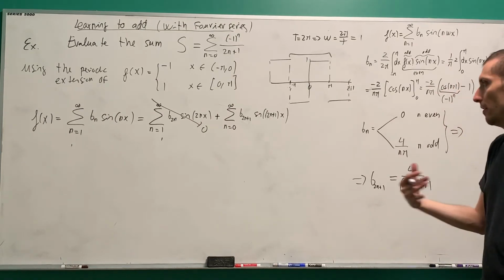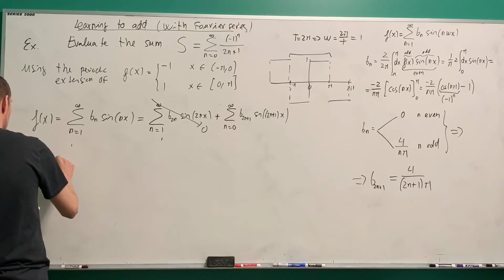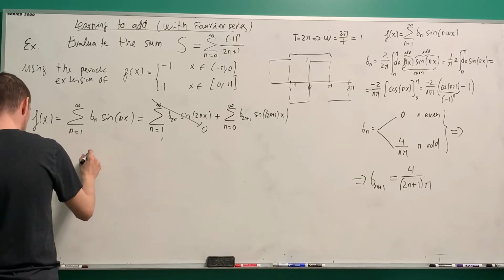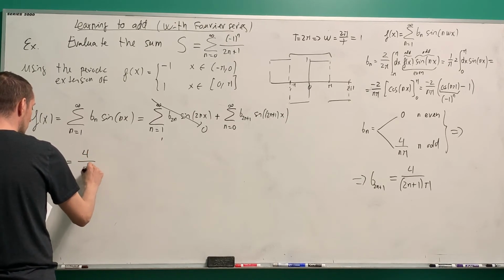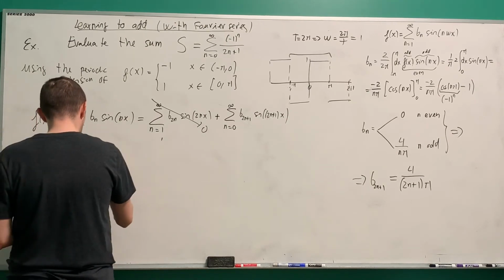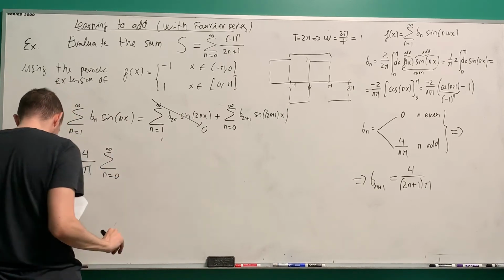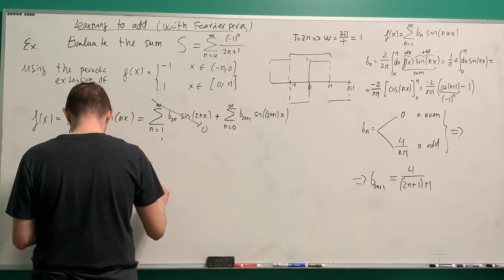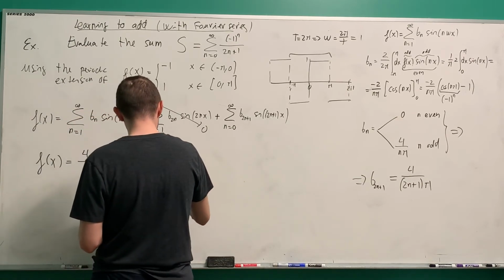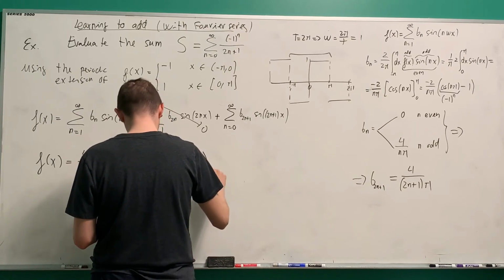Alrighty, so let's write the Fourier series, finally. f of x is equal to, let's take the factors that are not n-dependent out, 4 over pi, and then sum n equals 0 to infinity of 1 over 2n plus 1 sine of 2n plus 1 x.